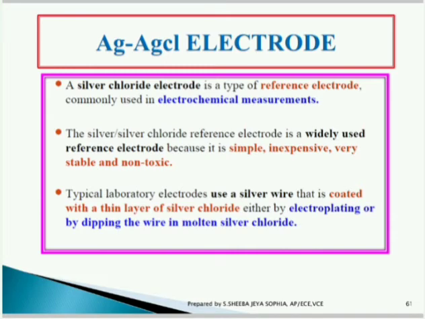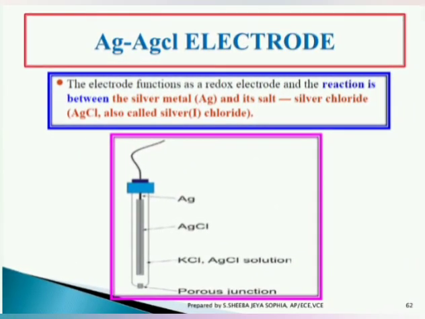As I have said, the AgAgCl silver chloride electrode is a type of reference electrode. It is a widely used electrode in real-time applications due to its simplicity, low cost, and very stable and non-toxic conditions. Also, this silver electrode uses electroplating or dipping the wire in molten silver chloride for laboratory purposes. Moving to the function of the silver electrode, the electrode functions as a redox electrode and the reaction is between silver metal and its salt, that is silver chloride. You can see the diagrammatic representation of the silver electrode.